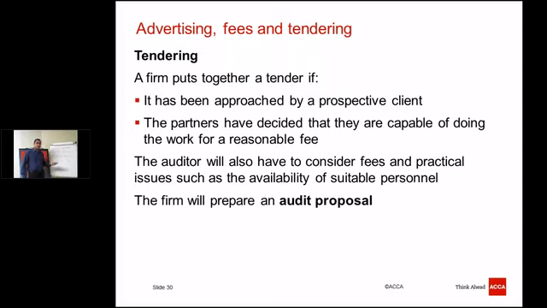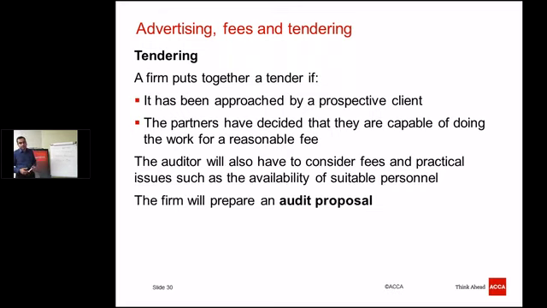And for this purpose, if I say that, okay, I'm going to replace my well-qualified, more senior staff with staff who are less trained and less senior, that will not serve the purpose in the case of a client that has a high risk. Based on all of these activities, the firm will then prepare an audit proposal.